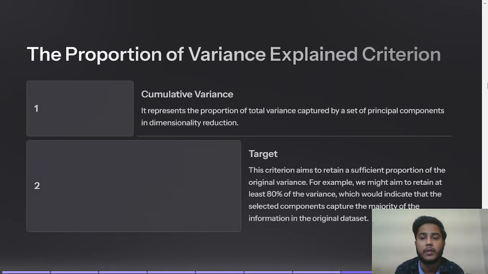The proportion of variance explained criteria. Cumulative variance represents the proportion of total variance captured by a set of principal components in dimensionality reduction. Target: this criteria aims to retain a sufficient proportion of the original variance. For example, we might aim to retain at least 80% of variance, which would indicate that the selected components capture the majority of the information in the original dataset.